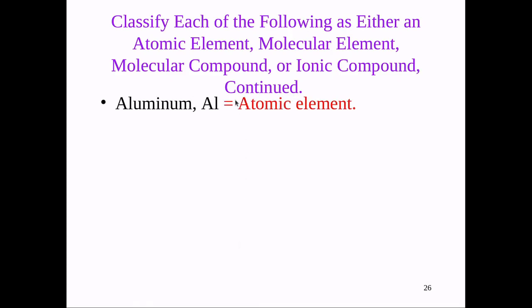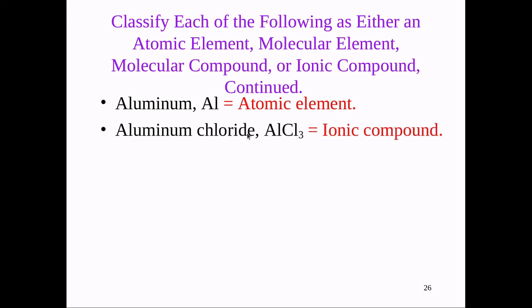So aluminum all by itself is going to be an atomic element. It is not forming a molecule, and there's only one type of atom present. Aluminum chloride is going to be an ionic compound because we have a metal and a nonmetal that are bound together. Chlorine, Cl2, is going to be a molecular element because it's forming that diatomic. It's one of our 7 diatomics.